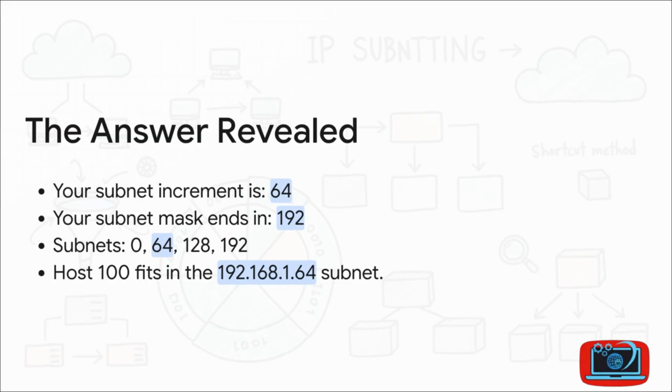So now we just count up in chunks of 64. The first subnet is 0, the next is 64, the next is 128. Our host is 100, so where does it fit? Right inside the 192.168.1.64 subnet. Problem solved. No binary, nothing.